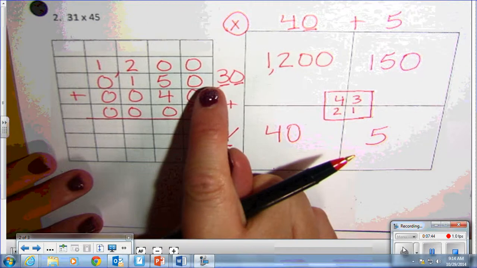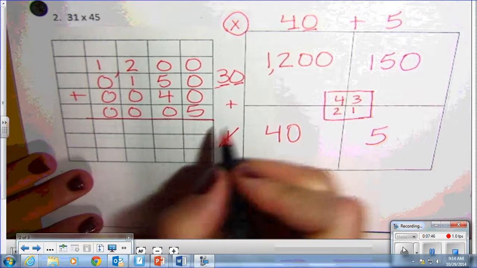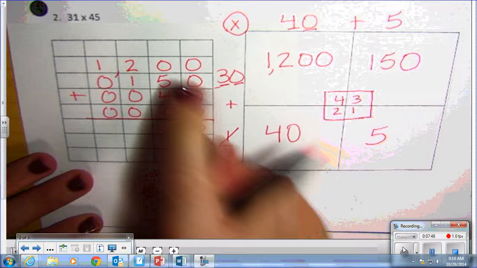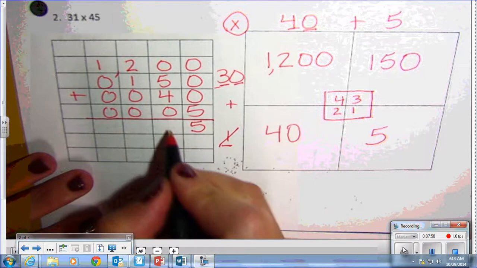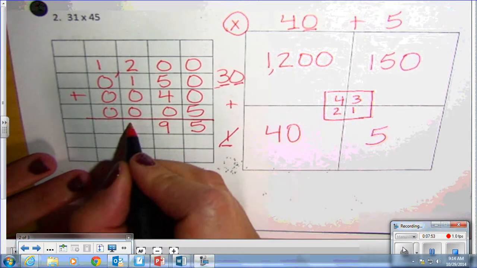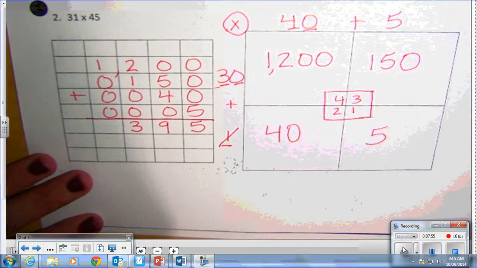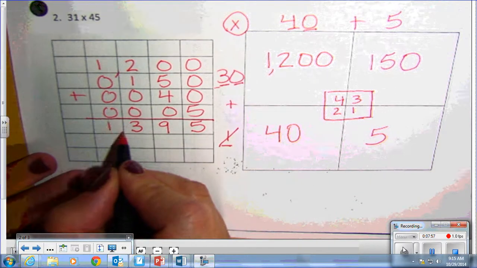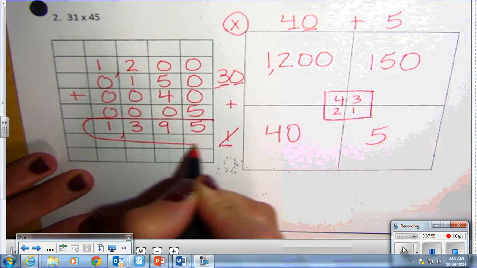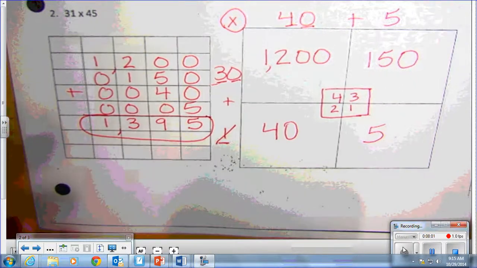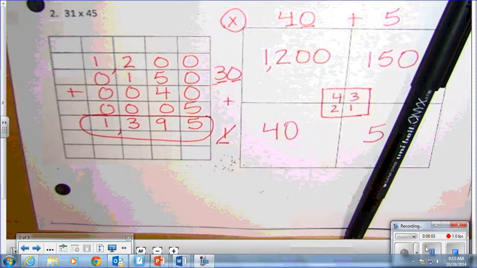0 plus 0 plus 0 plus 5 gives me 5. 5 plus 4 gives me 9. 2 plus 1 gives me 3. And 1 plus 0 plus 0 plus 0 gives me 1. So my product is 1,395. Great job, guys.